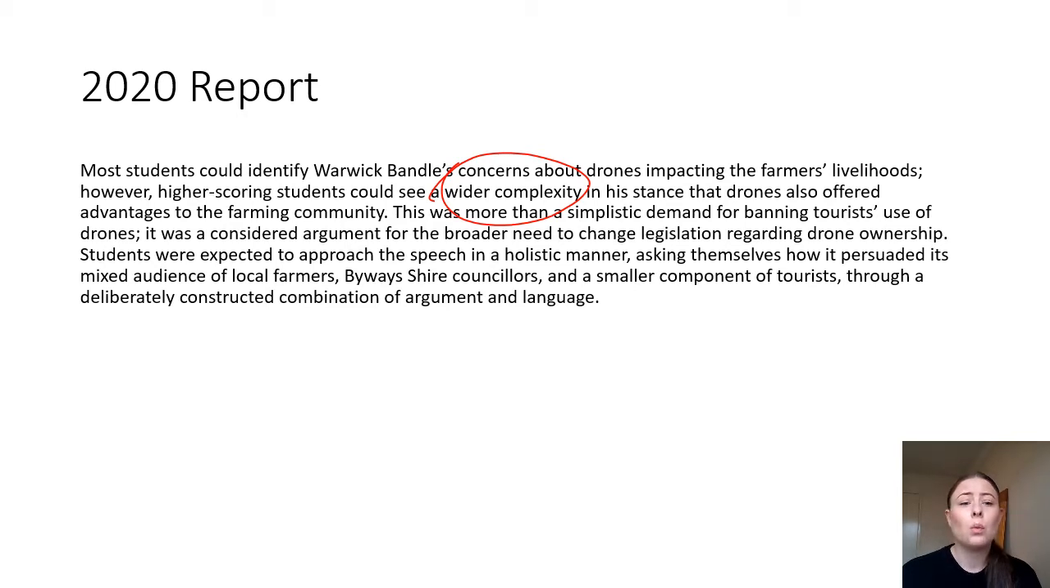So what we can take from this also is that the contention expanded as the text went on to focus on the need for change to legislation. So while the contention appeared to be clear from the beginning, at the end, Warwick really brings in, well, this is what we need to do moving forward. We need to look at legislation change.